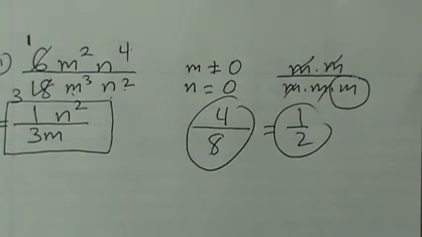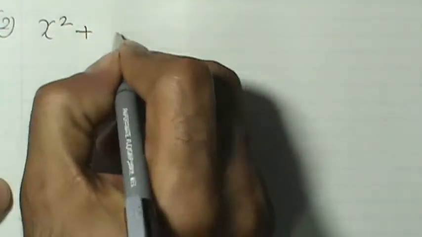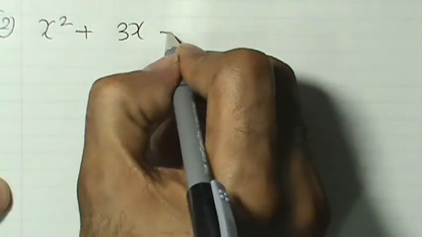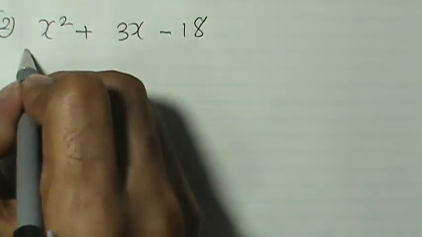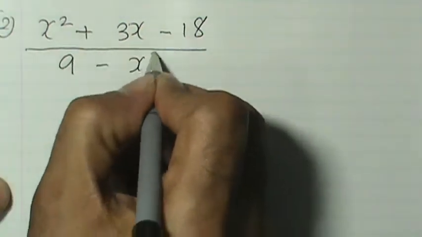Now let's do another example where we've got to do polynomials over polynomials. So I'm going to push this forward in order to get more room for ourselves here. So here's example number 2. So we have x squared plus 3x minus 18 over 9 minus x squared.